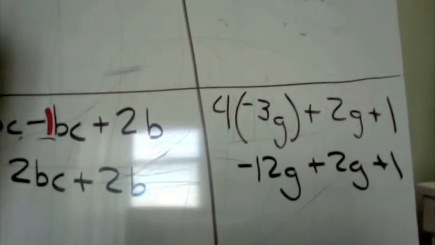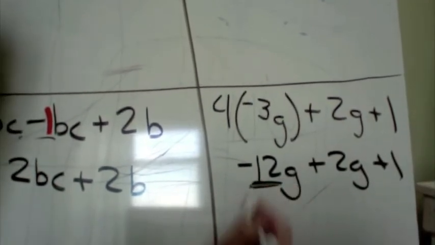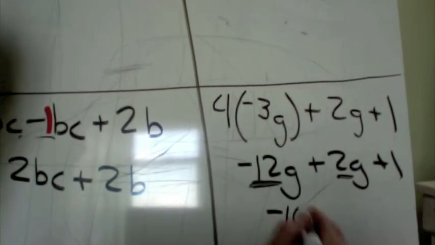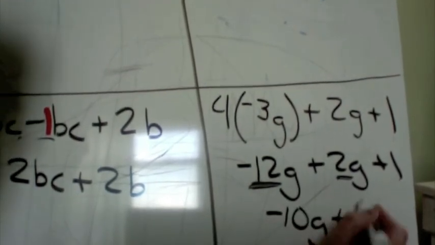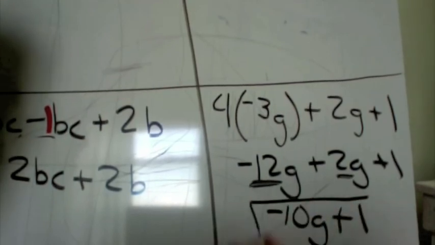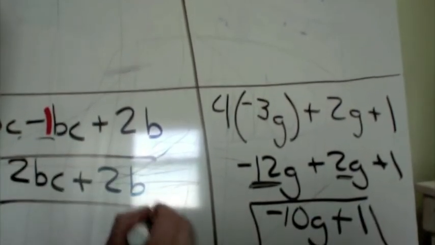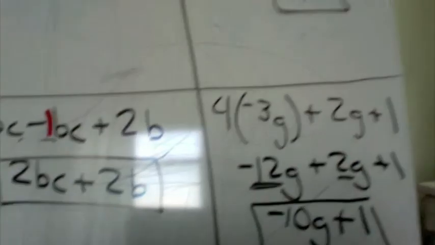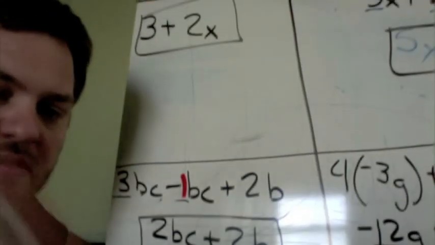Now I add my like terms together. Let's say I've got negative 12g's, and this is saying I've got 2g's. So my net is negative 10g's. I'm still adding that 1, but I can't do anything else with it. Okay? So those are the like terms.